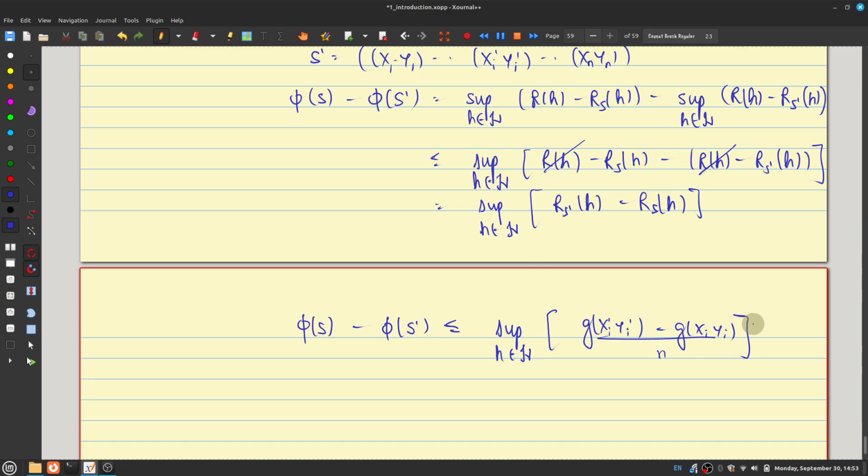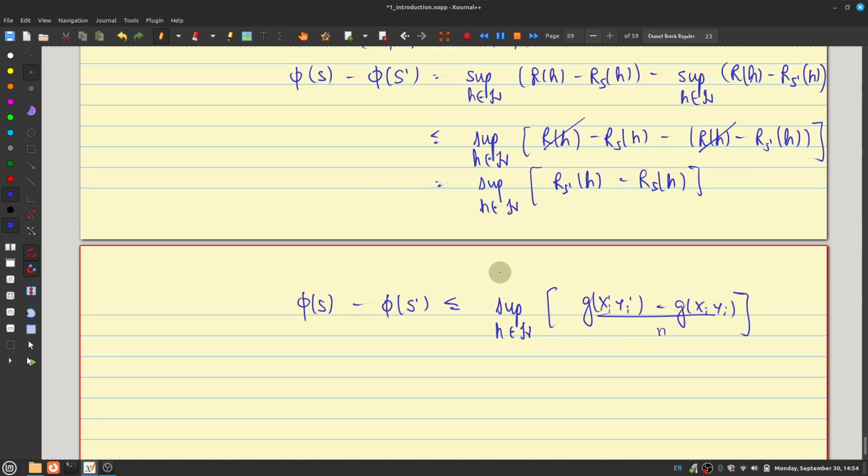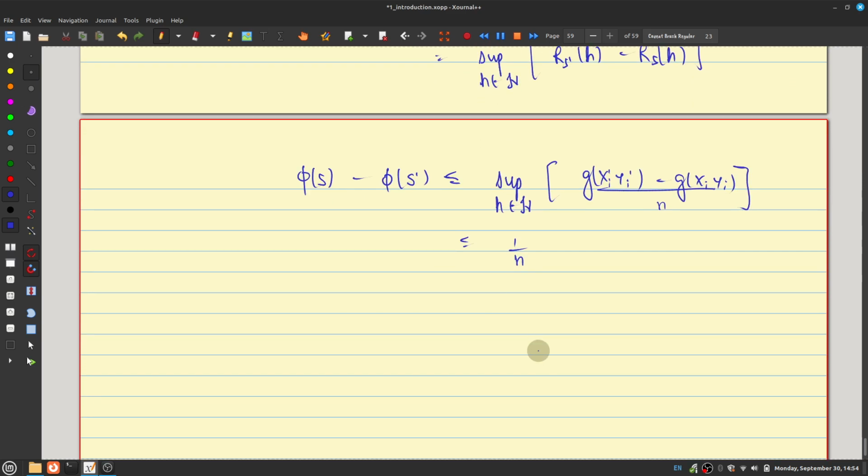For any H, what is the maximum value this can take? One by n, right? Because I've assumed that the loss function is bounded between 0 and 1. So the maximum is achieved when this is equal to 1 and this is equal to 0. Okay, so this means that phi has the bounded differences property.